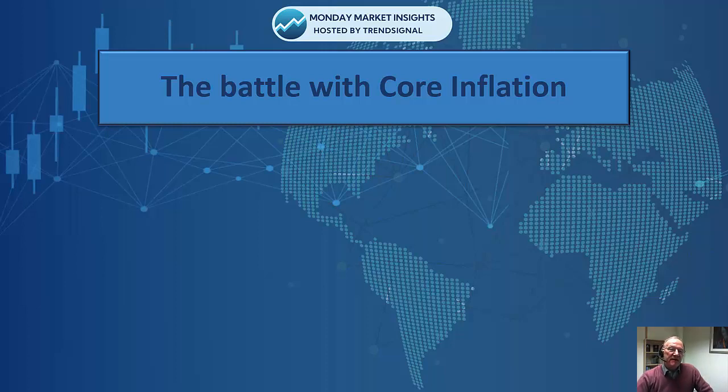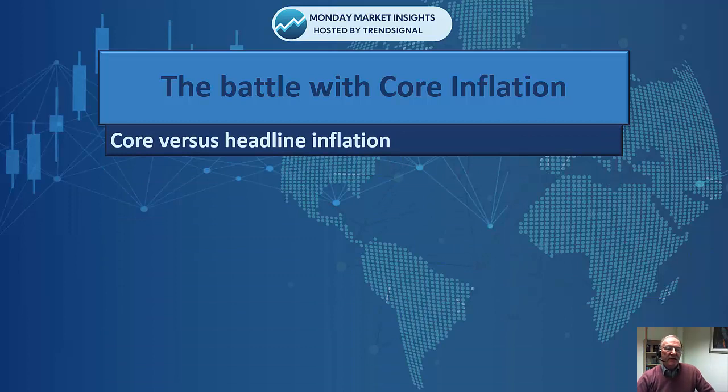This week we're going to be looking at inflation, or more importantly, the battle with core inflation. I'm going to start really by trying to explain the difference between what is described as headline inflation and core inflation. Typically, headline inflation is what's reported in the media. That's the main one that includes the price of all goods and services. But actually, it's not the one that central banks really look at, and that's something that's called core inflation.